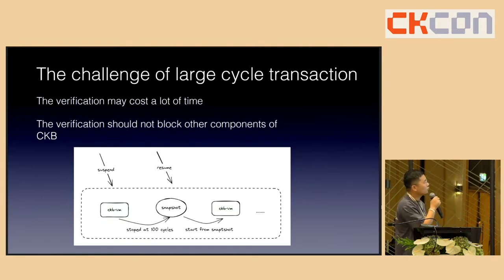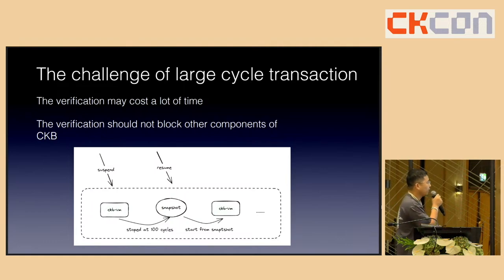So there's some challenge from the large cycle transactions. The verification may cost a lot of time, sometimes maybe 10 seconds or even 20 seconds. But we don't want the verification to block other components of the CKB node. For example, if we want to process a new block, we want to suspend the CKB VM, and then we want to resume the CKB VM after we finish processing the block.